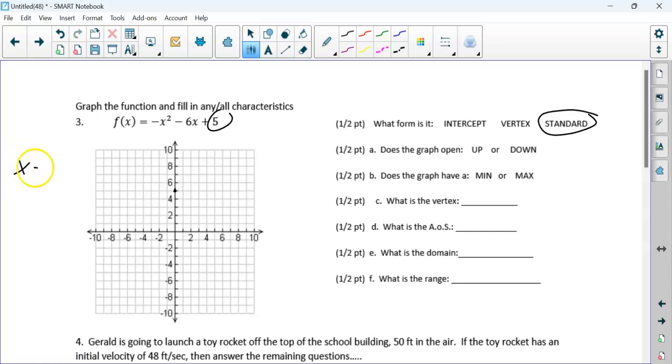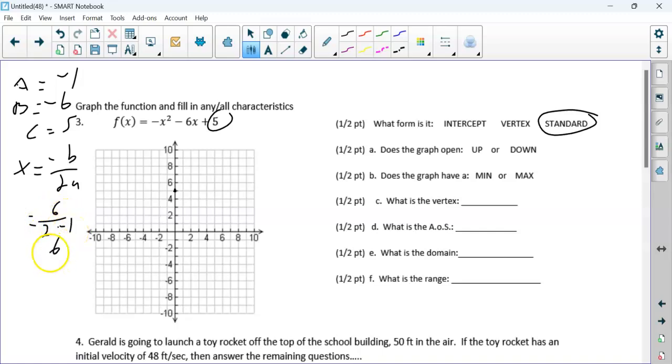Now, we can find out the x-coordinate by doing the opposite of b over 2a. A is negative 1. B is negative 6. And that's really all we need. We don't need c, but let's put it anyway for practice. So the x-coordinate is the opposite of b. B is negative 6. That's 6 over 2 times negative 1. That's 6 over negative 2, which means negative 3.